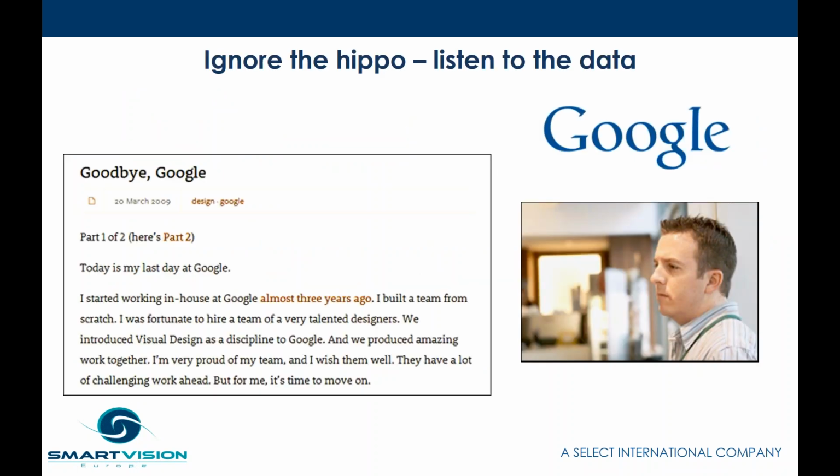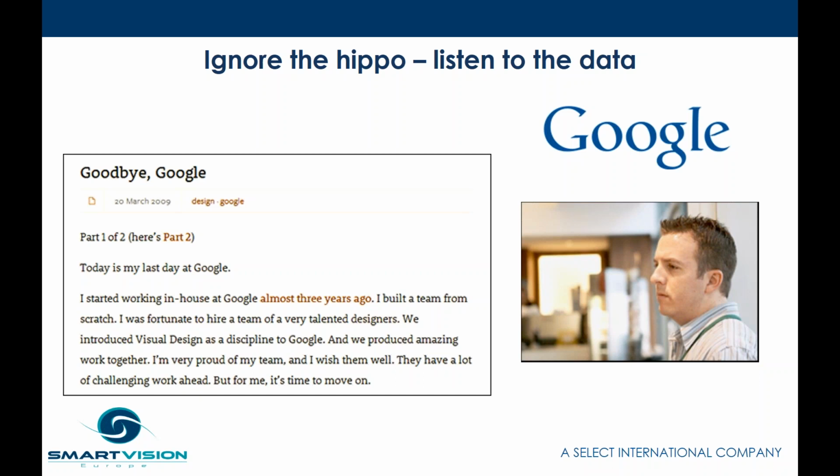So let's just start off talking about data and about segmentation. This is kind of an interesting story, and you can Google it yourself. It's actually about Google itself, and it's about a guy who was a designer and who ran a regular blog. You can see that the blog here was on 20th of March 2009. He said, basically, today is my last day at Google. I started working in-house at Google almost 3 years ago. And he was introduced to visual design as a discipline at Google. And basically, he was leaving.